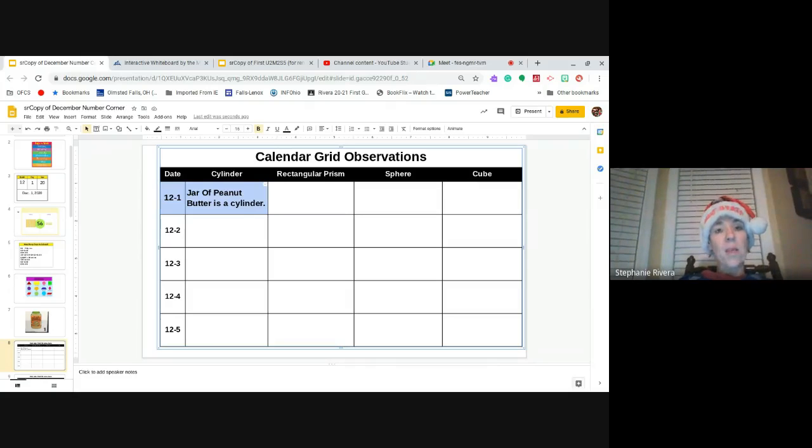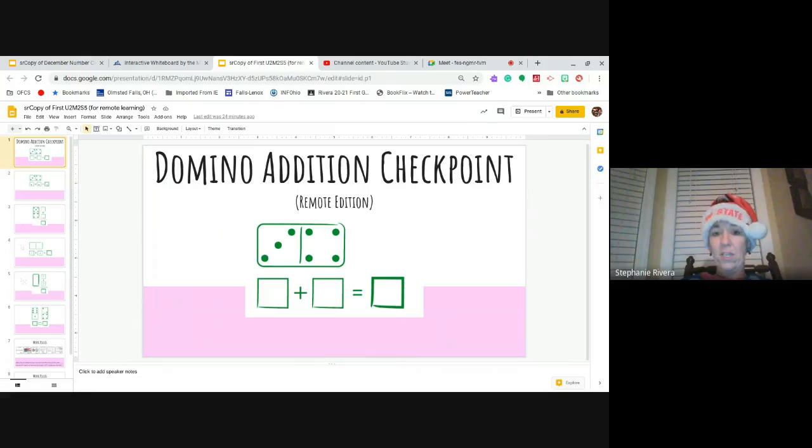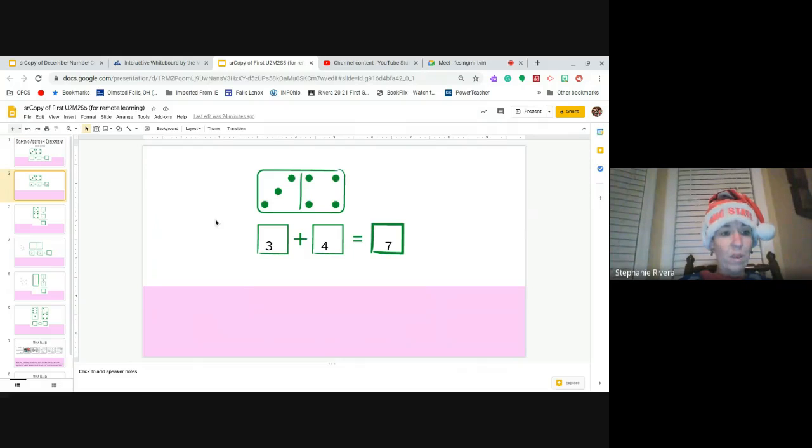Okay, now our main lesson today, we are going to talk about domino addition. We're at the point right now where it's time for us to really talk about using these dominoes to add. We've done it and we've done it and we've done it. Now I want you to be able to show me that you know how to use these dominoes to add. Okay, our first problem right here. How many dots do I have? You are right.